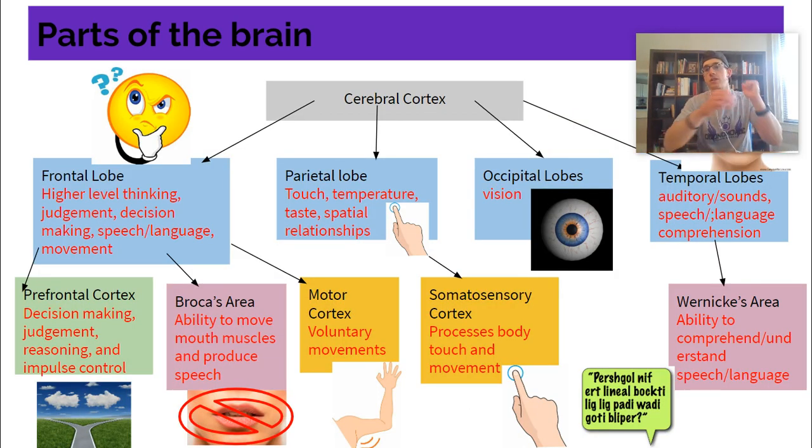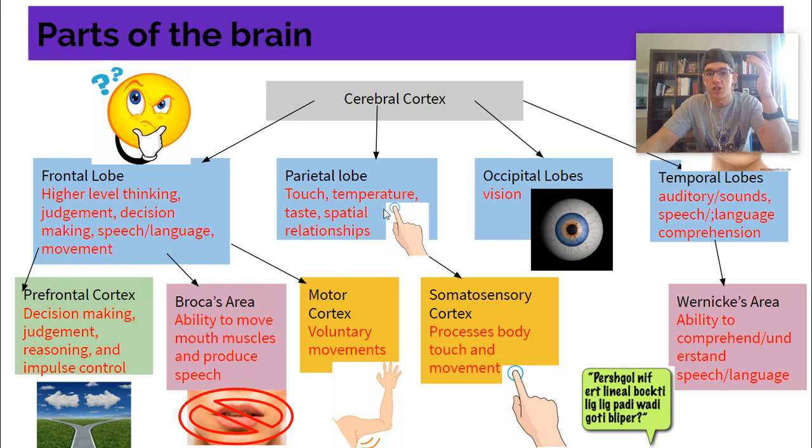And then cerebral cortex, the big one here. Hopefully you remember the frontal lobe, right? That's higher level thinking, judgment, decision making. That's a big one on FRQs because it's an easy one to apply to why people do things.